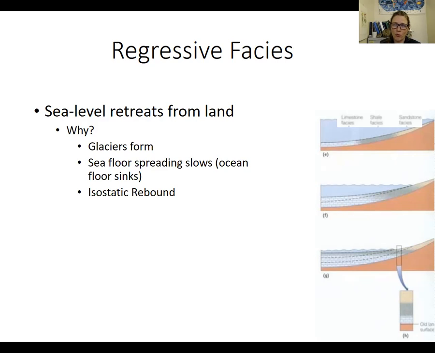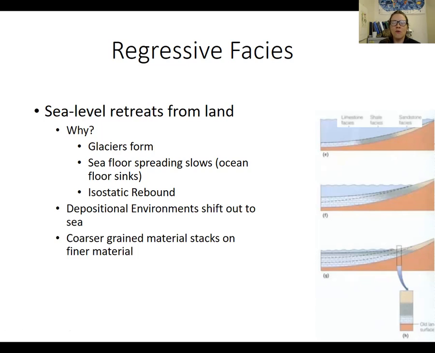So this might be happening when the world is getting colder and more water is being pulled into ice caps and glaciers. We might have a period of seafloor spreading where the ocean floor is actually sinking and accommodating more space for water. Or we might have what's called isostatic rebound, and that's when basically the mass or the weight of the continents is changing in such a way that it's getting a little bit lighter and it's kind of buoying back up. And so the landscape is rising, and then the sea level is falling relative to the landscape. So again, all three of those things could be happening, or some of those things could be happening, but in any case, we would be seeing a shift in the position of sea level.